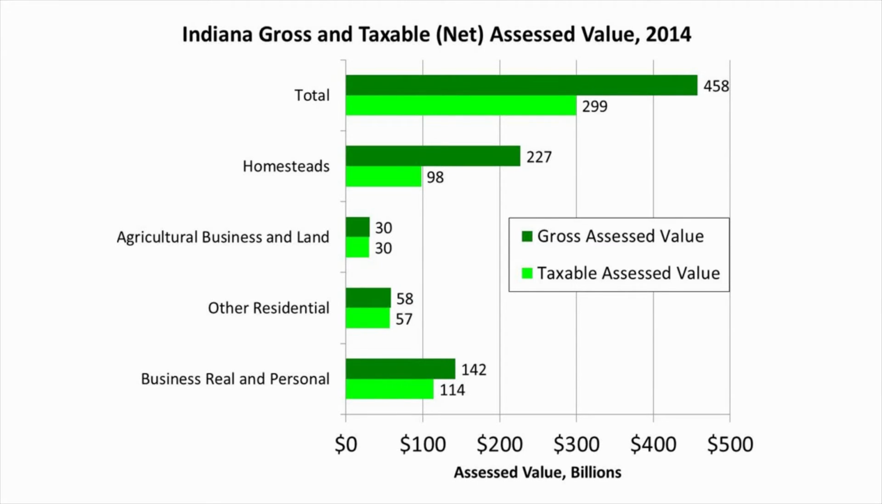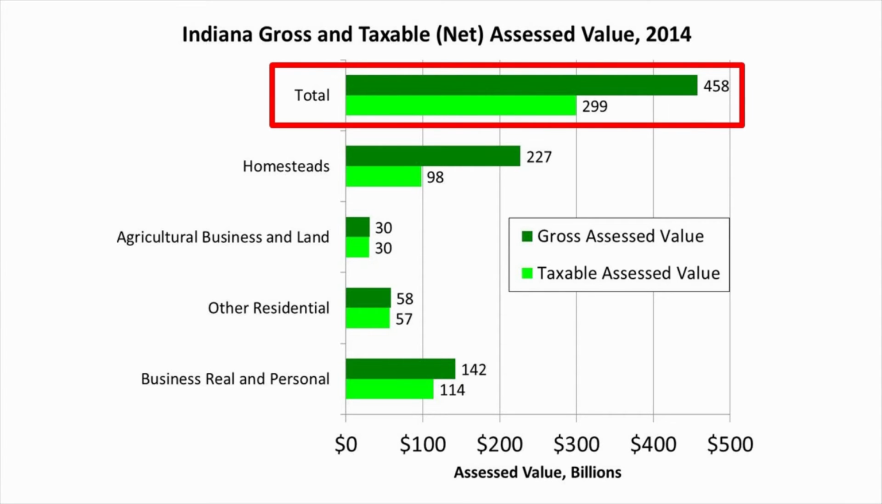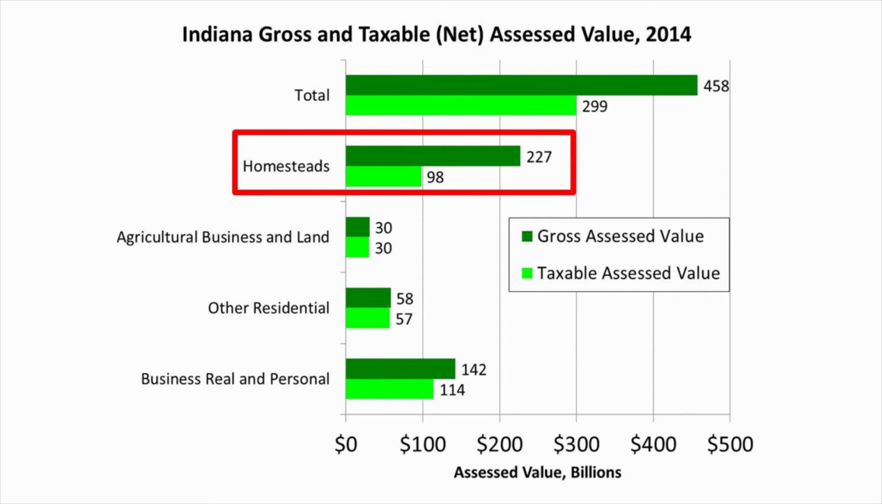Here's a chart showing assessed values by property type for all of Indiana. The dark green bars show gross assessed value, the light green are taxable or net assessed value after deductions are subtracted. In total, only about 2/3 of gross assessed value is taxable. That's because of deductions. But look, homesteads get by far the most deductions. Homestead taxable assessed value is reduced by more than half.